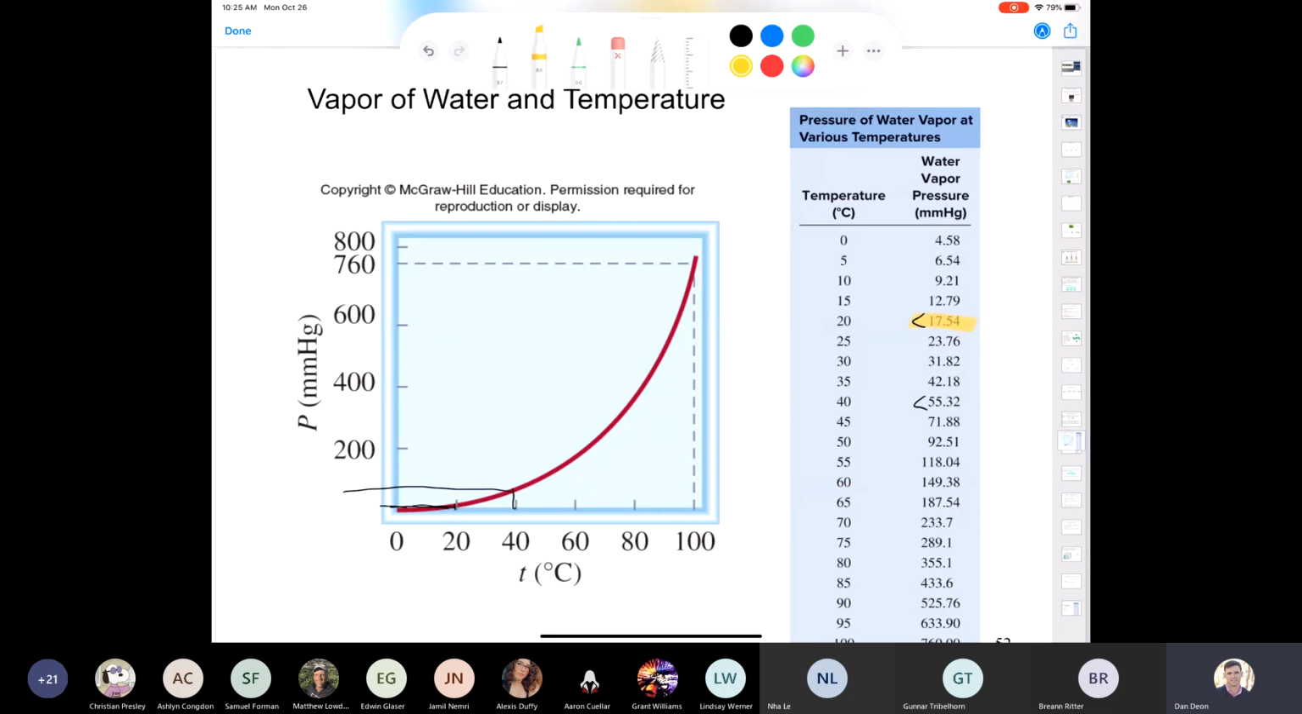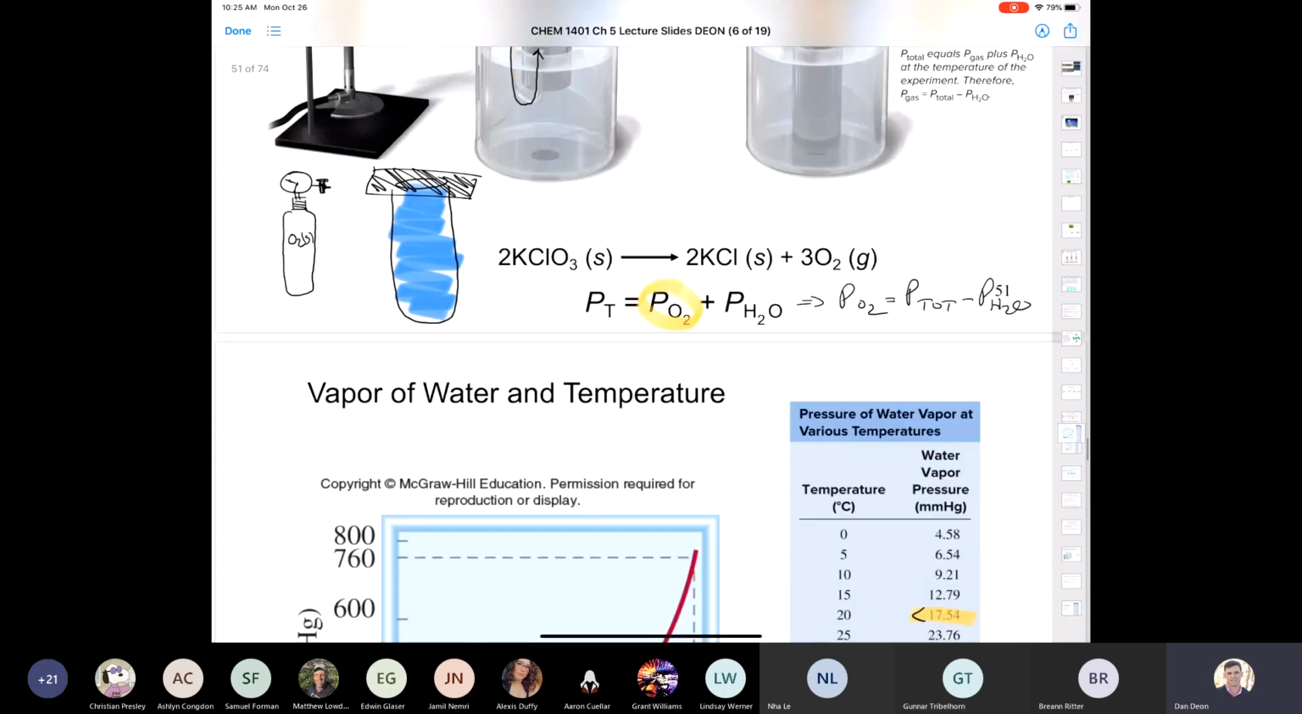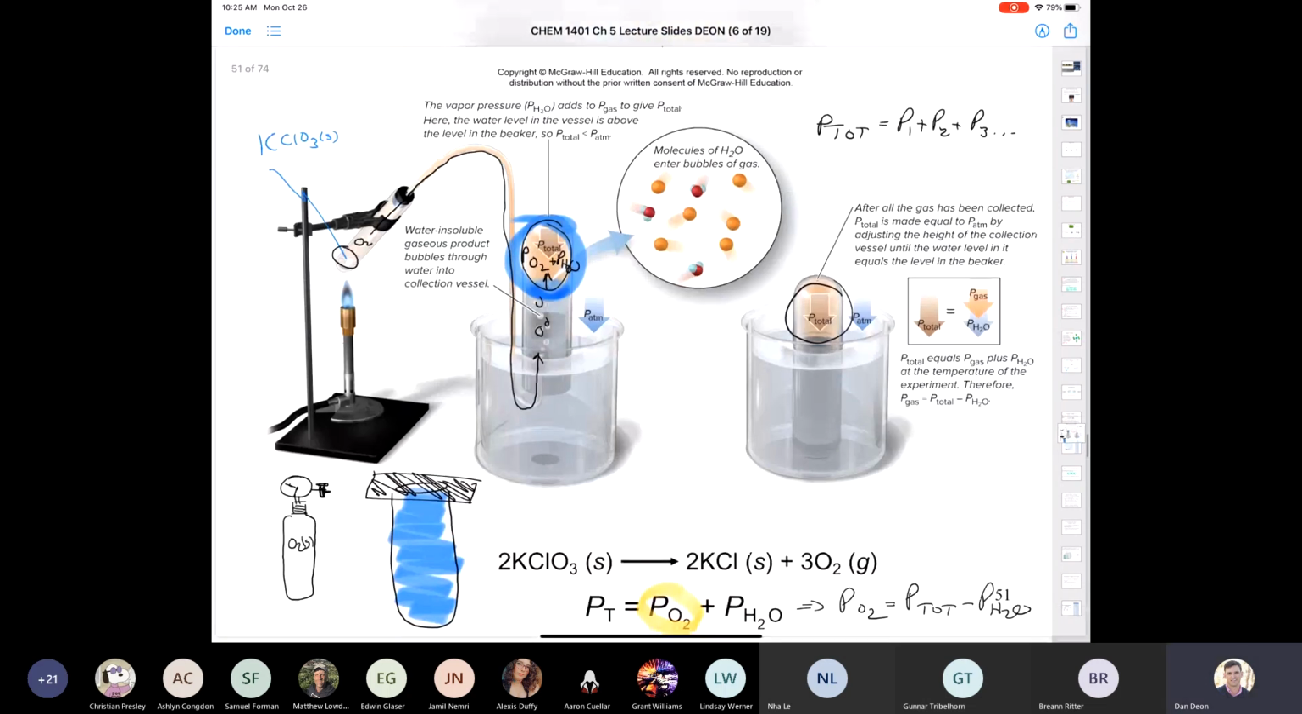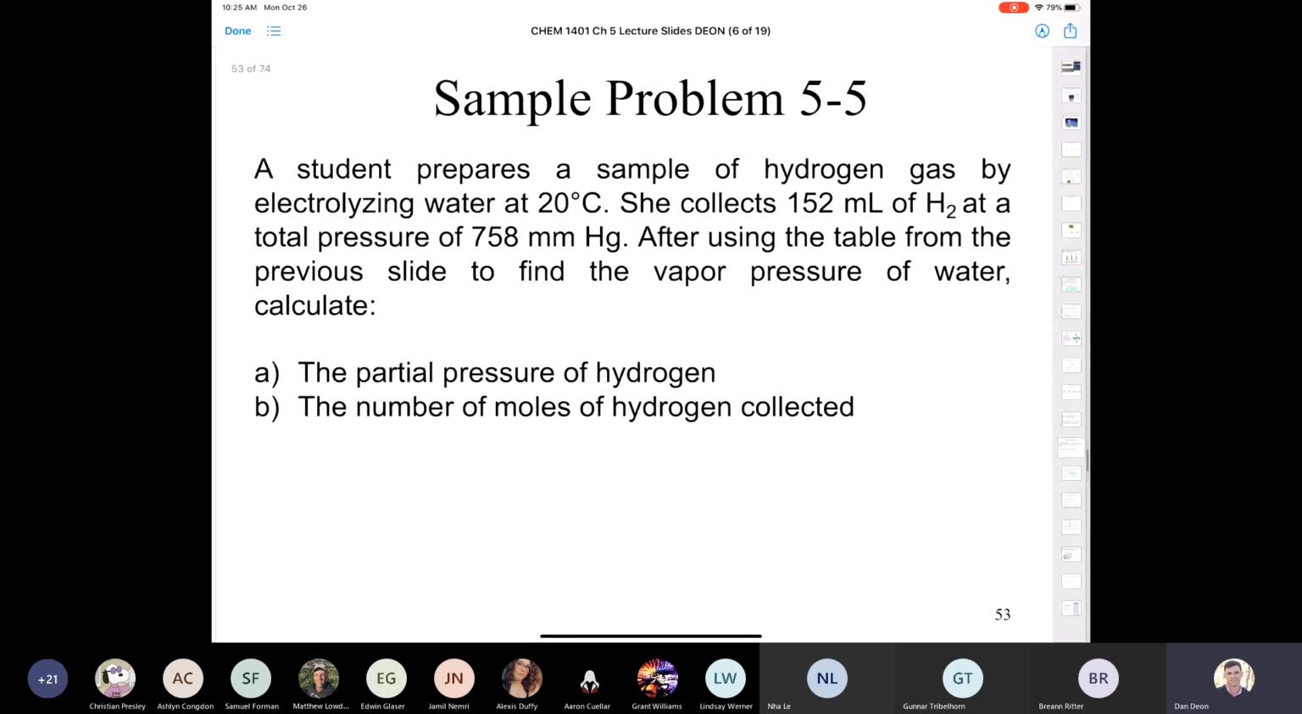Give me a thumbs up if you follow me just on the concept of what is going on in this. It's a collection of the gas. Give me a thumbs up if you follow me on just how they collect the gas and the fact that the water exerts some pressure as well. Okay, wonderful. Well, with all that in mind, let's look at a problem where you would be expected to apply what we just looked at.